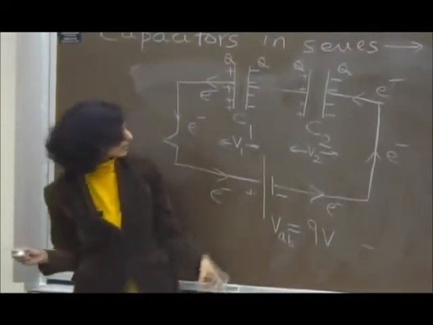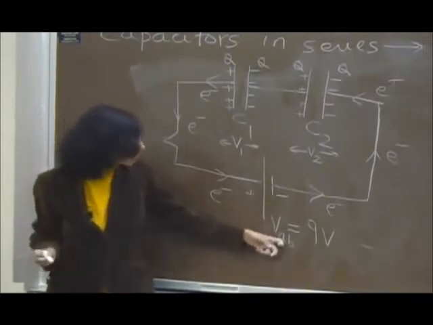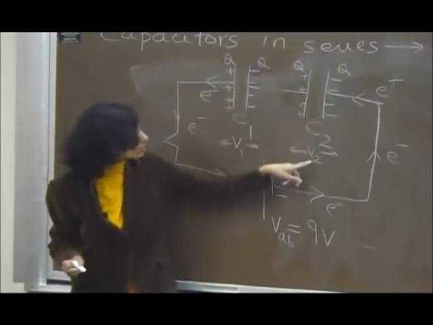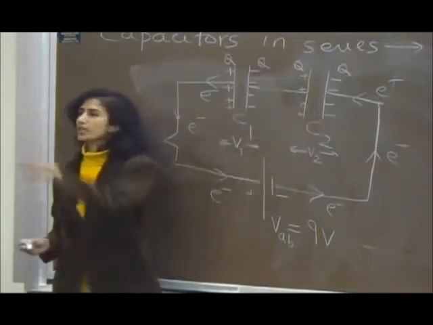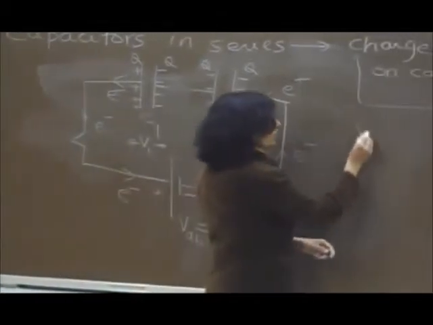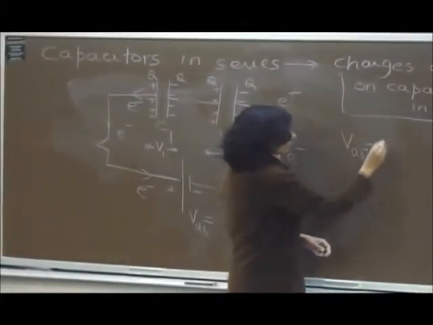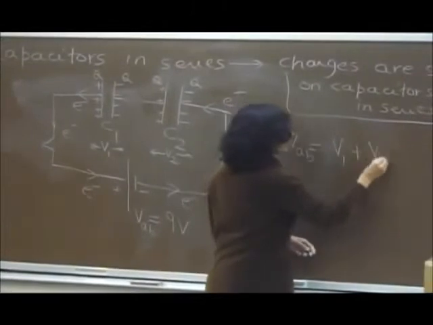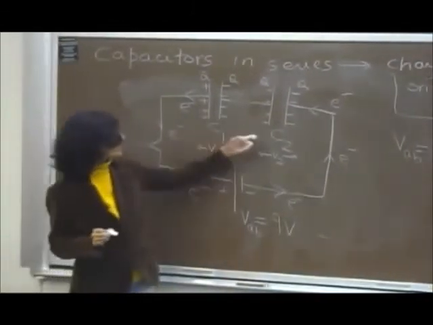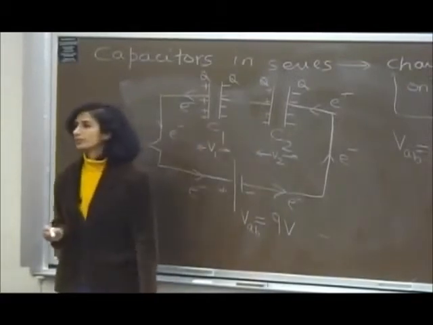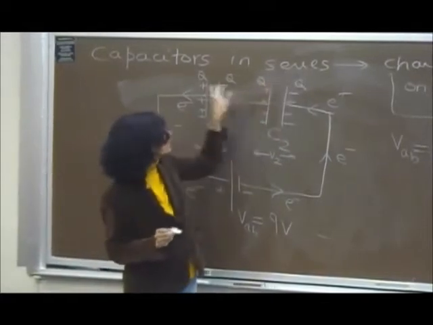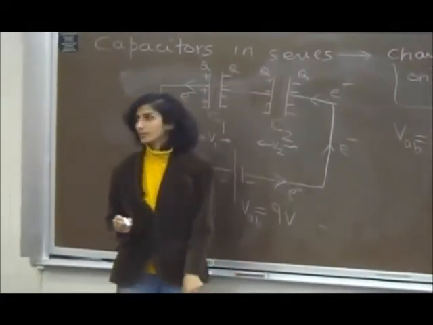When do you think that will happen? What should be the relationship between VAB and the potential difference across these two plates, V1, and V2, which is the potential difference between these two plates? Go ahead. It should equal the sum of V1 and V2. Very good. So the current will stop when VAB becomes equal to V1 plus V2. But V1 and V2 don't have to be the same, it will depend upon what C1 and C2 are. But is everybody appreciating that since these capacitors are in series, they must have the same charge.